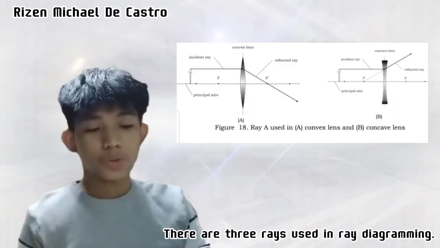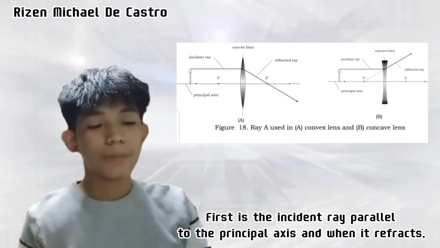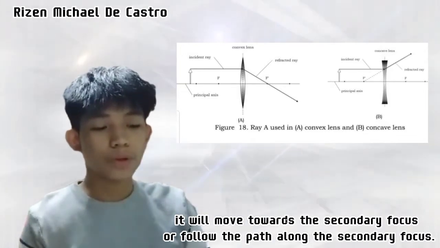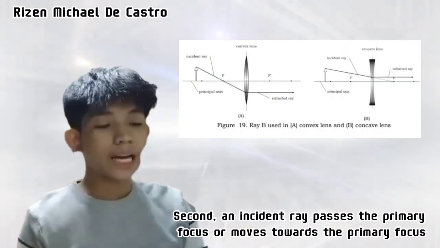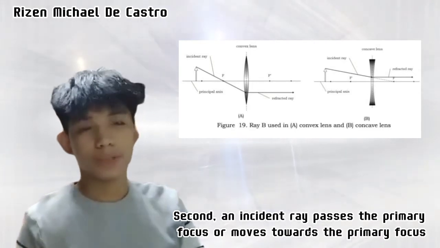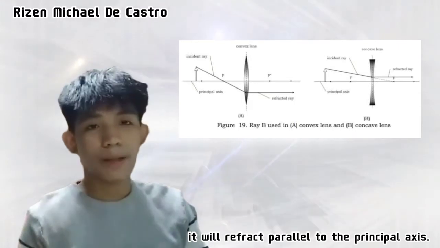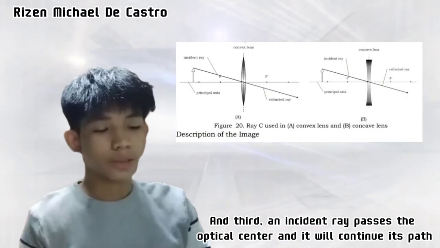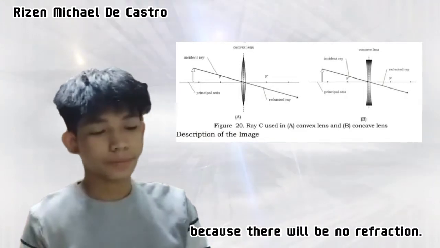There are three rays used in ray diagramming. First is the incident ray parallel to the principal axis, and when it refracts, it will move towards the secondary focus or follow the path along the secondary focus. Second, an incident ray passes the primary focus or moves toward the primary focus, and when it hits the lens, it will refract parallel to the principal axis. And third, an incident ray passes the optical center and it will continue its path because there will be no refraction.